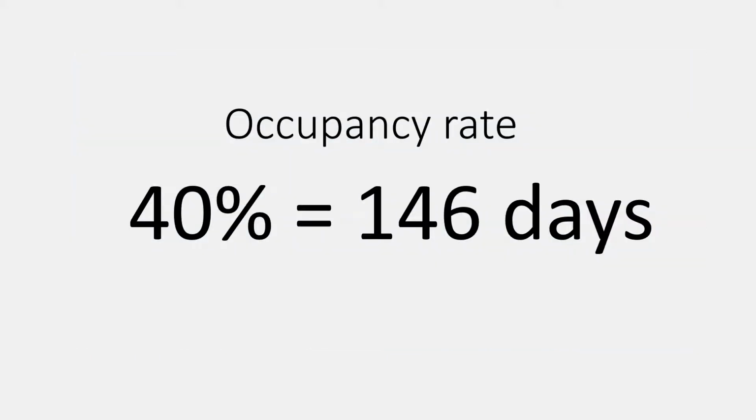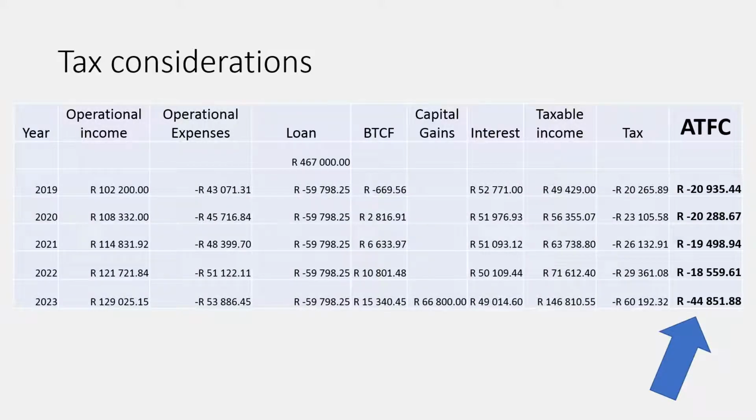Then we considered how many days people will actually spend at this place, how many bookings she will have, and a good estimate according to some research is about 40% occupancy, which is about 146 days in a year. Then when we look at the tax considerations, we see once again that right at the end, she sells her place and she has to pay capital gains tax right at the end there.